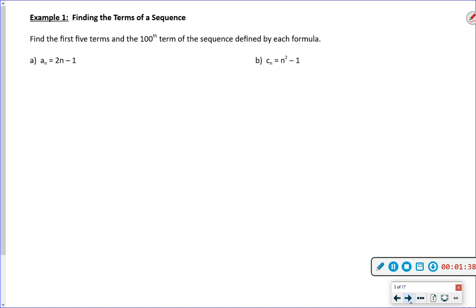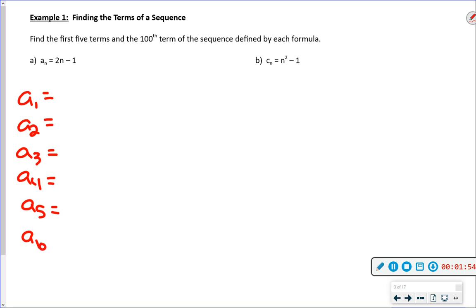So find the first 5 terms, and they also want the 100th term. Piece of cake. There's no crazy note about starting with anything but 1, so we're starting with 1. So I want A2, and we're going to A5, and they want A100. Now, most of this you can probably do with a little mental math, but I'm going to show you the setup.